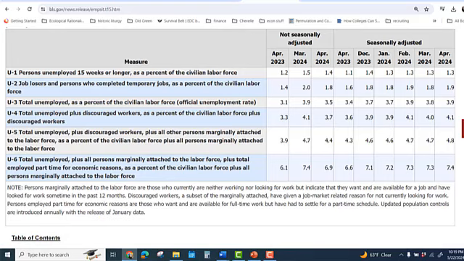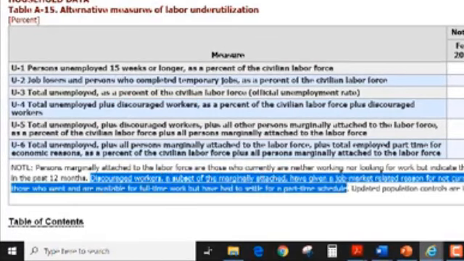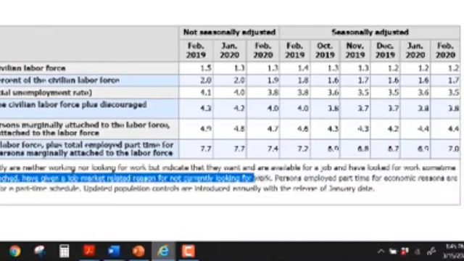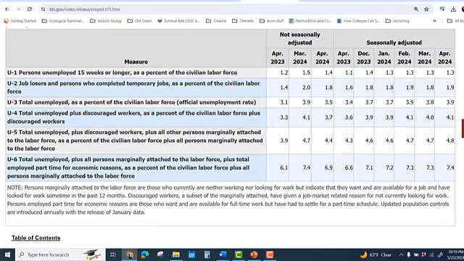So U4 includes the unemployed plus what are known as discouraged workers as a percent of the labor force. Now, what are discouraged workers? Well, look down here to this note. It says discouraged workers, a subset of the marginally attached, have given a job market related reason for not currently looking for work. Okay, so these are people who ultimately do want a job, but they're not actively looking because there's some problem with their industry or their occupation, their training. Could be geographical, they're unable to get a job where they live, they've given up. So basically, discouraged workers are people who do want to work, but they've given up looking.